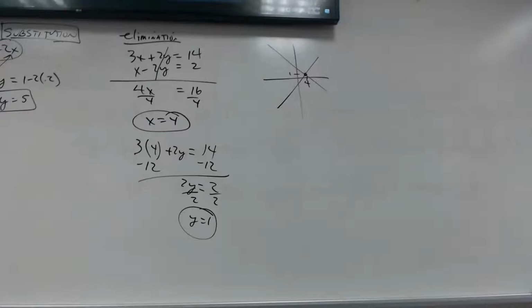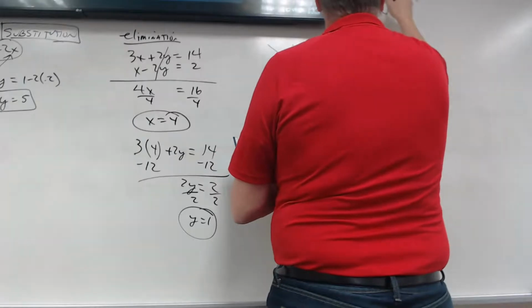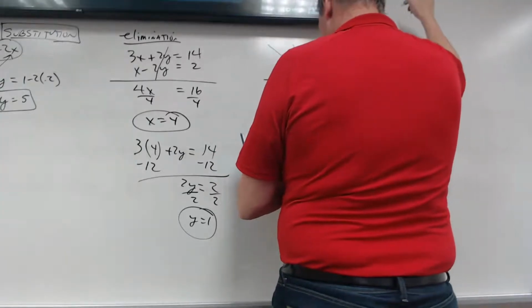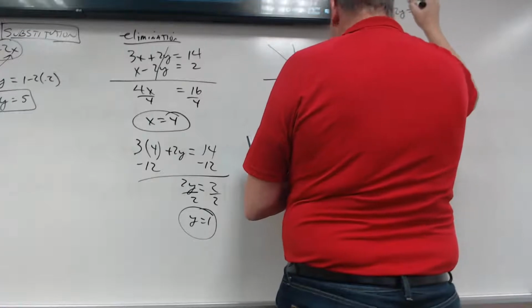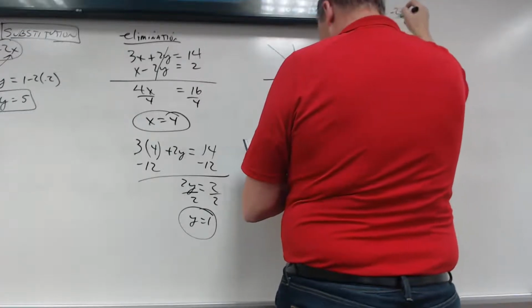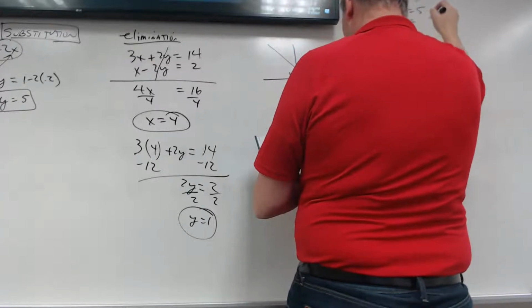Now, let's do another one of these just to make sure, and I'll let you pick which way you want to do it. 8x minus 2y equals 5, and negative 12x plus 3y equals 7.